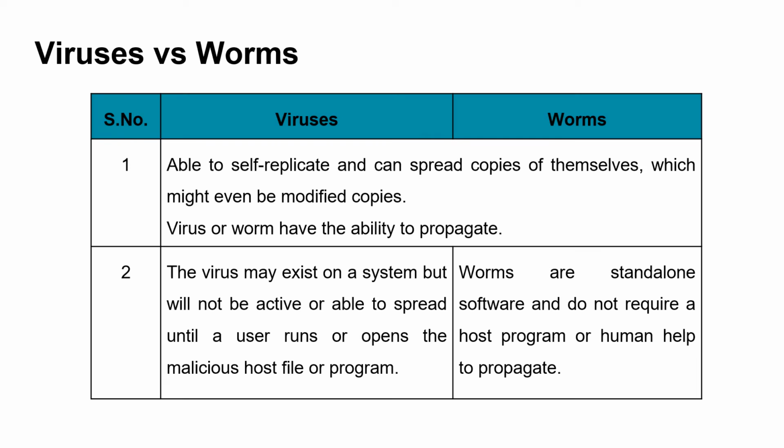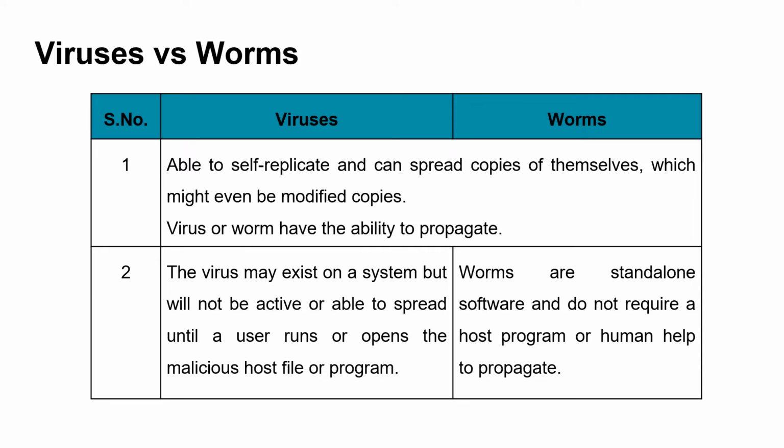So what is the difference between viruses and worms? A virus is able to replicate and spread, and it can provide modified copies, whereas worms are something different. A worm is a program that propagates copies of itself to other computers, modifying the copies and sending them on. The only difference is that a virus exists within the system but does not activate until the user runs or opens that particular program, whereas worms are standalone software that doesn't require any host program or human help to propagate.